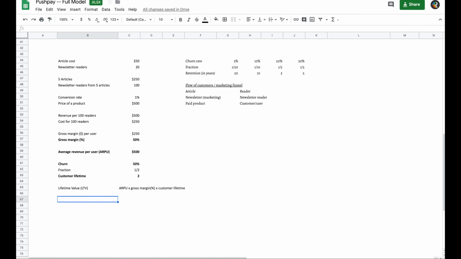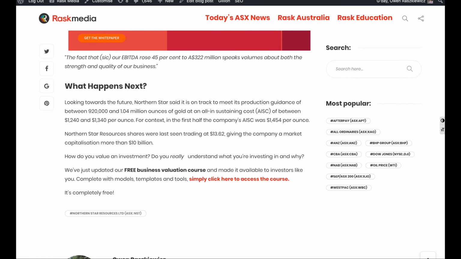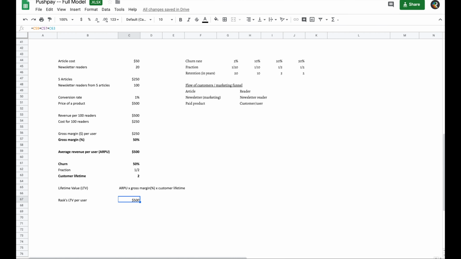So we know that for us, Rask's LTV is ARPU multiplied by gross margin, and then multiplied by the customer lifetime, so $500. Every user that comes through us, we estimate is worth $500 to us, right? So $500 is what I estimate people that read our article, then pay, then stay with us. We estimate that the most they'll pay us from this model is $500.